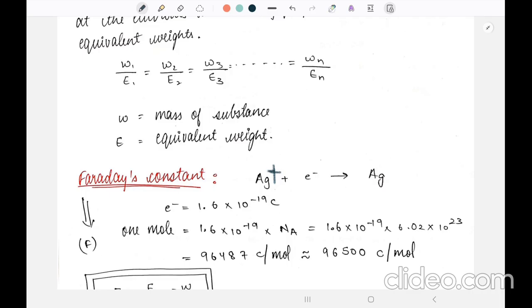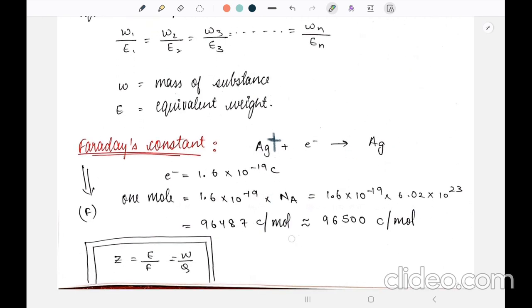The charge of 1 electron is 1.6 × 10^-19 coulombs. Therefore the charge of 1 mole, which we get by multiplying with N_A, whose value is 6.02 × 10^23, is approximately 96,500 coulombs per mole. This quantity of electricity is called Faraday's constant, represented by the symbol F. By combining Faraday's laws, we get the final expression Z = E/F, which is equal to W/Q.